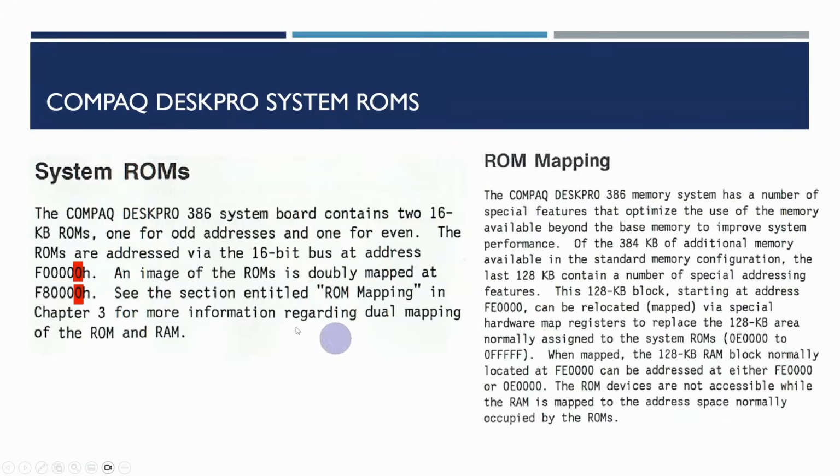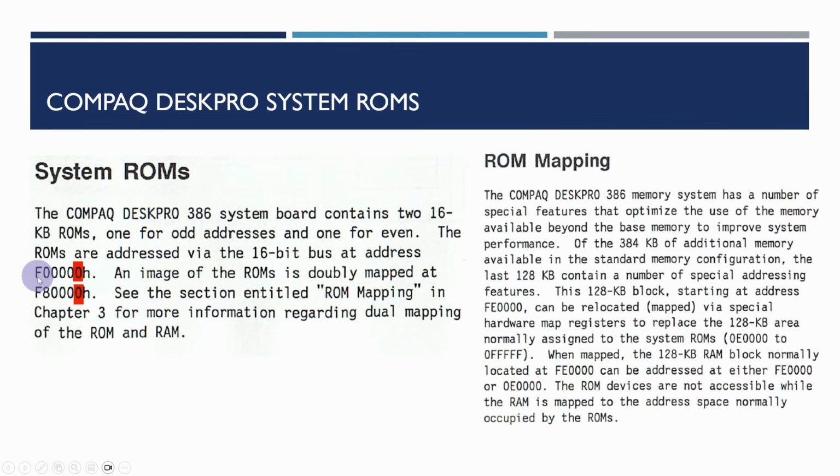So in the DeskPro documentation there is a section in here. The Compaq DeskPro 386 system board contains two 16 kilobyte ROMs, one for the odd addresses and one for even. So in fact, the way the system BIOS was configured is to be in 16-bit reads, and the odd bytes and the even bytes were separated between the two ROMs.